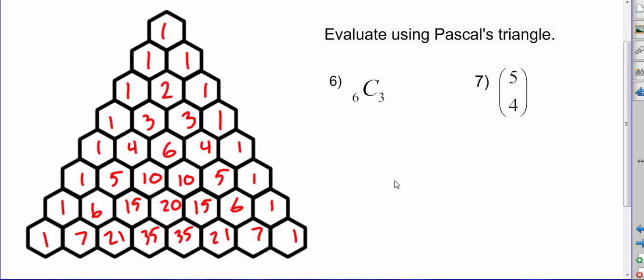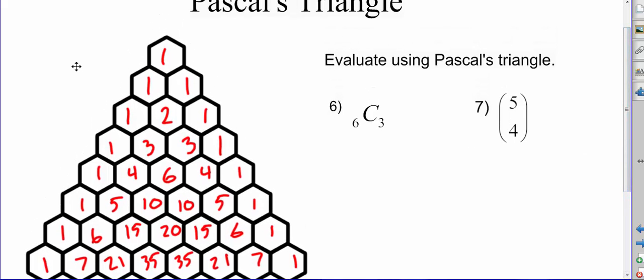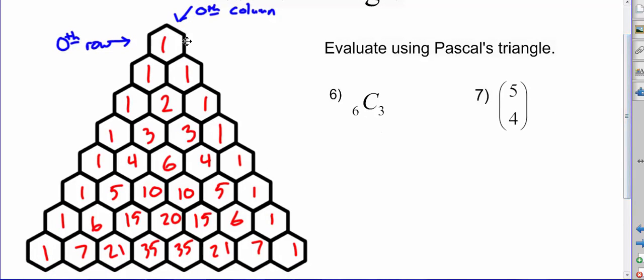All right, now one cool thing is that we could actually use Pascal's triangle to do evaluation of nCr notation. So what we have to think about, though, we have a couple of little weird things to consider. First of all, you have to consider this right here to be the 0th row, and by the same token, if we think of these as columns, this is the 0th column. So this would be the 0 column, this would be the 0 row.